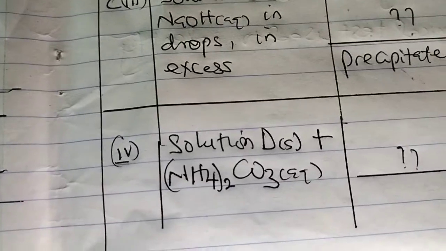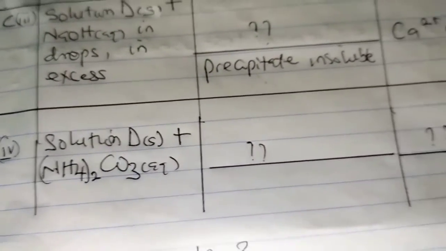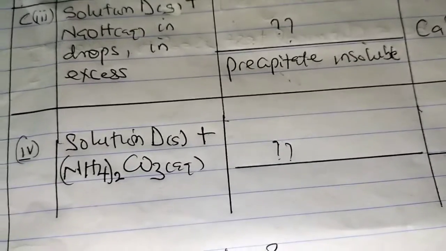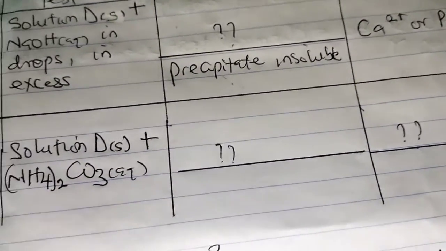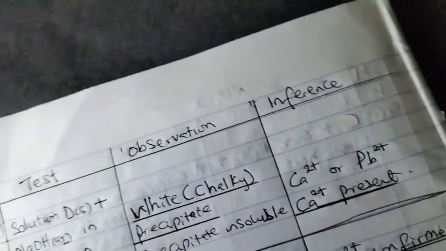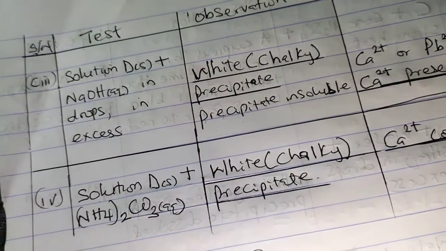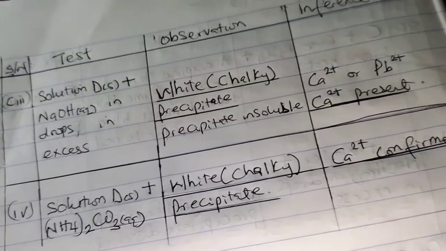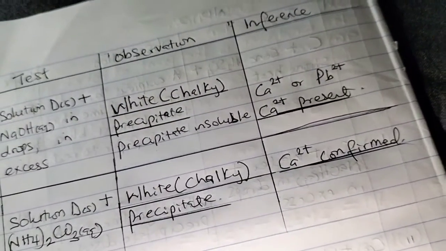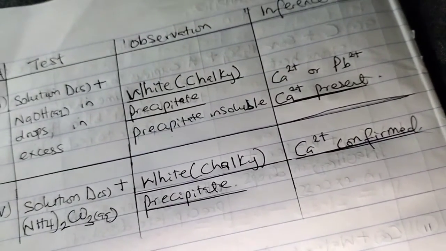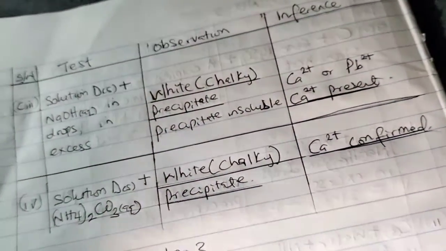The next question, IV, says solution D, solid, plus ammonium carbonate, aqueous. We have no observation and no inference, so we have to fill both. So we'll go to the solution. The observation for IV is also white, in bracket, chalky precipitate. Then the inference: calcium 2 ion confirmed.